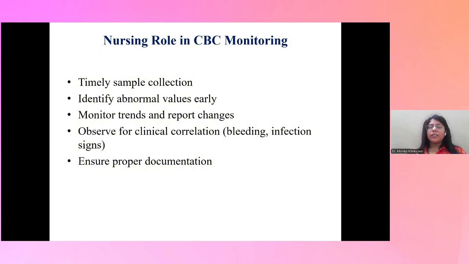Monitoring trends is a very crucial component in ICU care because it will tell you the prognosis of the patient. It will reflect how the treatment regimen is working and guide you on how the patient is responding to the treatment which we are providing.